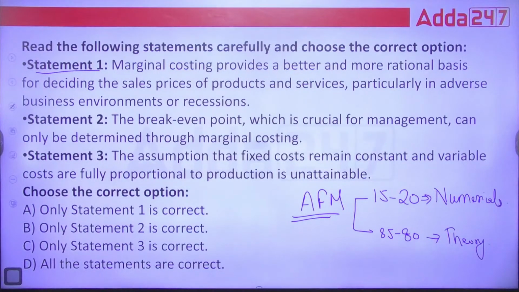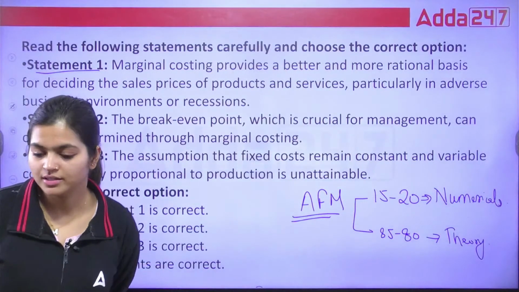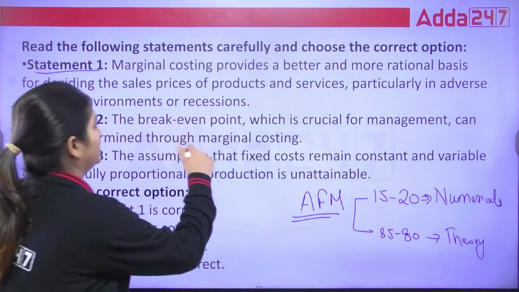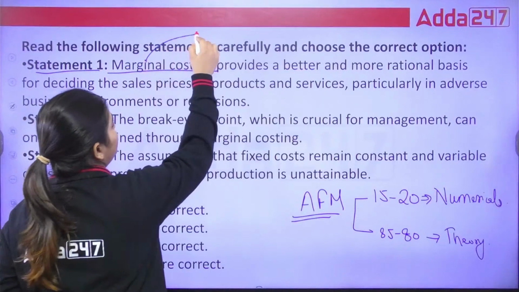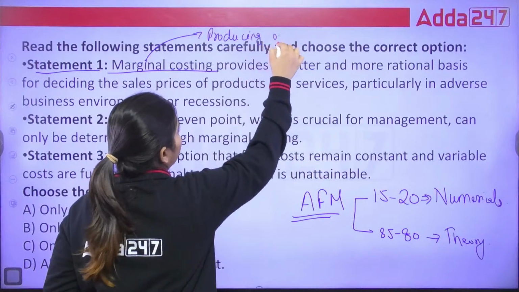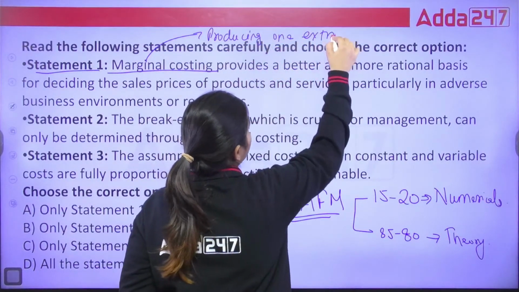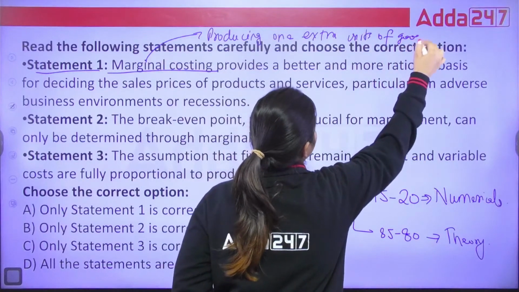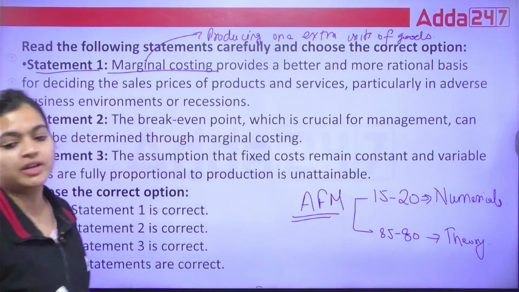which option is correct. Okay, as I can see, all the statements are correct. One of the options says that. Chaliye, so let's read one by one. Statement 1 says what? Marginal costing. We know now what marginal costing is. Whenever we are producing one extra unit of goods, that is what marginal costing is all about.